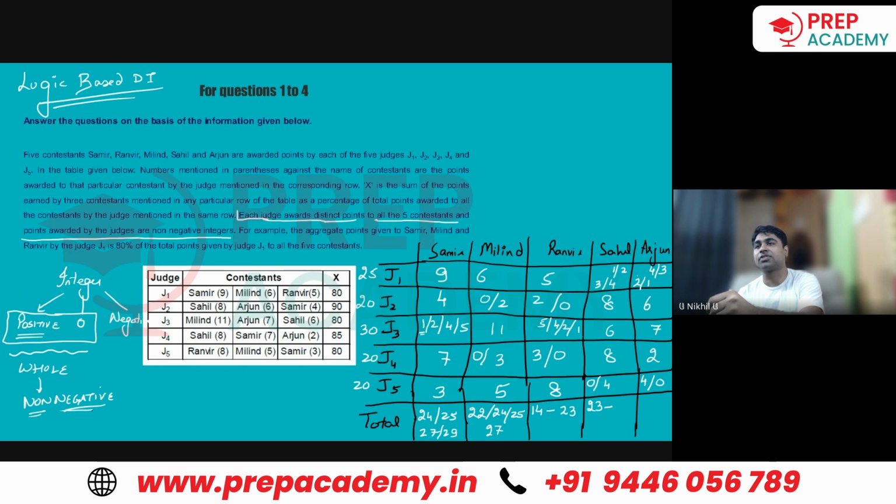And the maximum marks would be 6 plus 4, 10. 8 plus 8, 16. 16 plus 4, 20. 30. So 23 to 30 marks Sahil will be able to get.